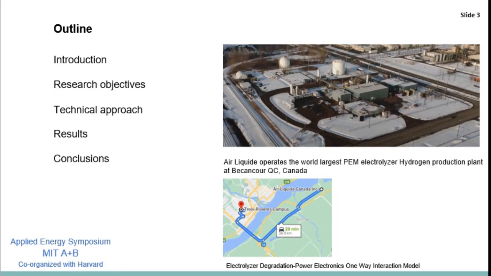As a background, Air Liquide operates the world's largest PEM electrolyzer to produce hydrogen at Quebec, QC, Canada. Different from a traditional chemical plant, you can see here we have fewer chimneys. And in this plant, we produce 100% green hydrogen with 0 carbon emissions. And our collaborator UQTR is about 20 miles away from our plant.